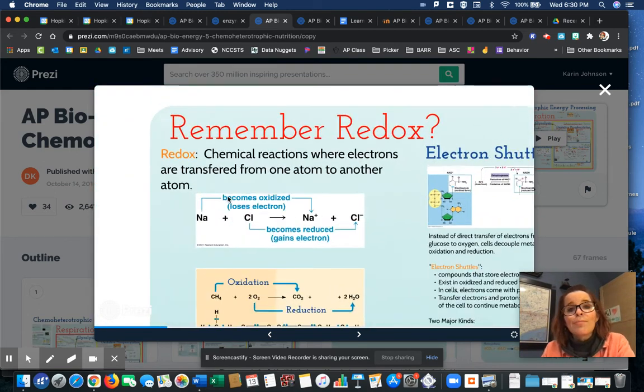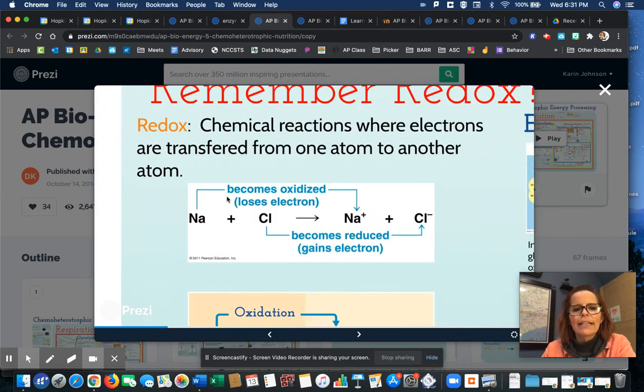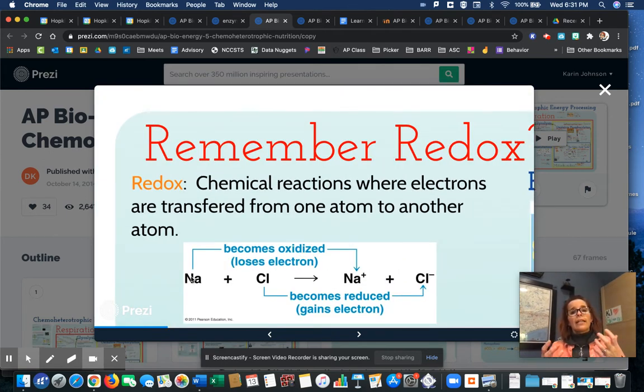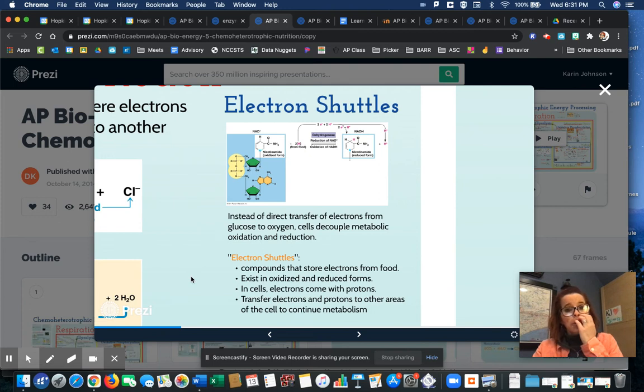Okay, redox. We need to be really clear on the redox reactions. So remember, I'm going to go back to this one. Remember that when an atom or a molecule gives electrons, it is oxidizing. And when it receives electrons, it has been reduced. You should write that down. If you're getting it all mixed up with oxidation and reduction, have it on a Post-it note, have it close to you.